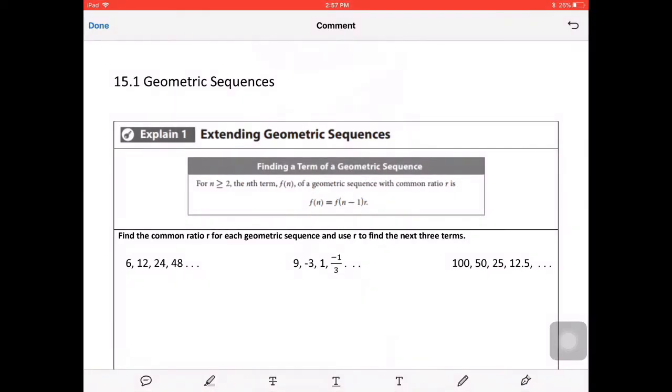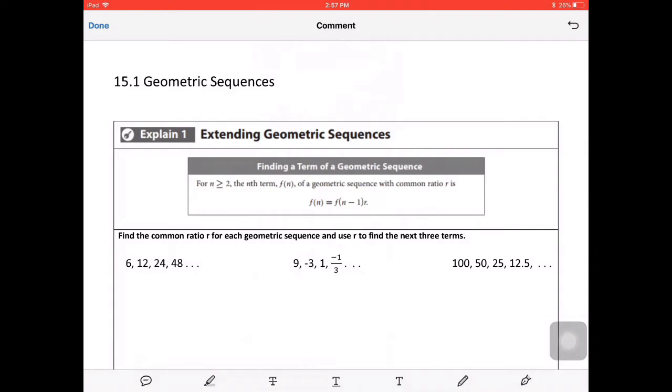Good morning. The reason you're watching a video for today's notes is because I am not here. What I expect is that either on the paper the sub has given you or in your notebook you will be recording these notes. When you start, your title is 15.1 Geometric Sequences.